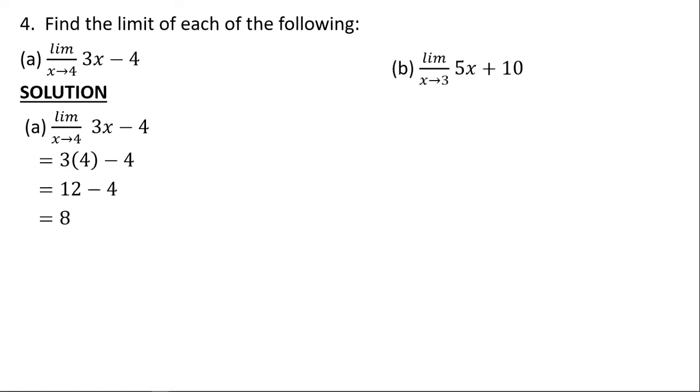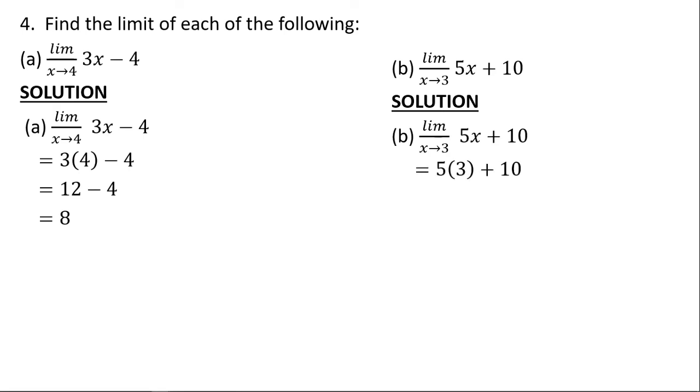Part B. Find the limit of 5x plus 10 as x approaches 3. What we are going to do is replace a 3 where there's x. So we say 5, open your bracket, 3, close your bracket, plus 10. 5 times 3 gives us a 15. 15 plus 10 is equal to 25.